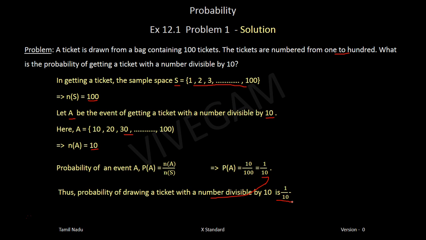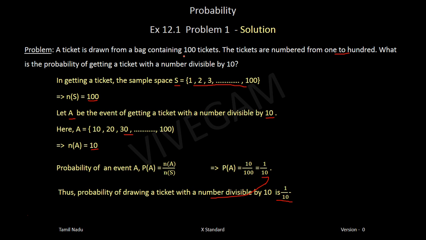Okay? So let me repeat. The first step is to list out all the possible outcomes, and that is your sample space. And what is N of S? It's the number of possible ways. So there are 100 tickets. So you can draw a ticket in 100 possible ways.